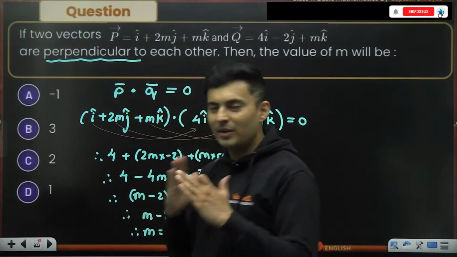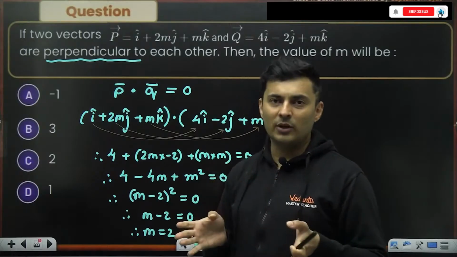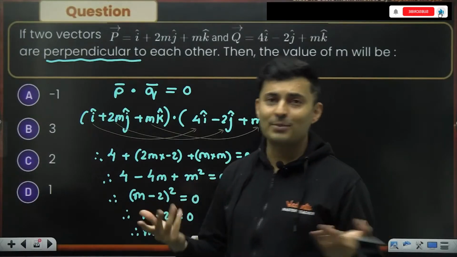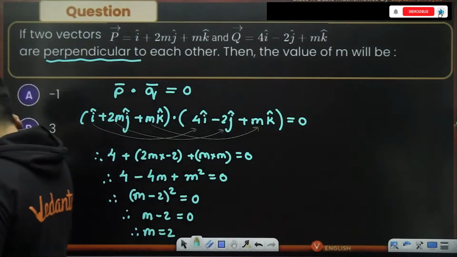Perpendicularity test. Whenever two vectors are perpendicular, the dot product is 0. If the dot product is 0, the vectors are perpendicular. Perfect. Okay.